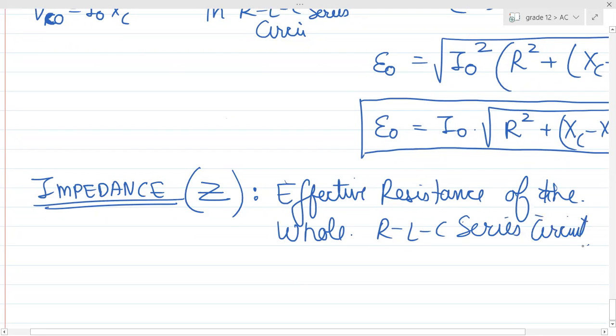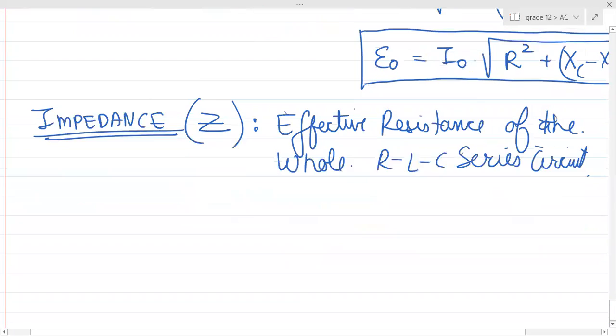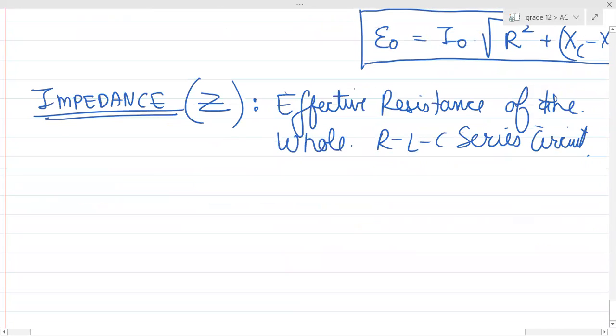Sir, what is the need of defining another term? First you did resistance, then you did reactance, and then you are doing impedance, right? Are resistance and reactance the same? Although they are measured in ohms, are they the same? No, right?